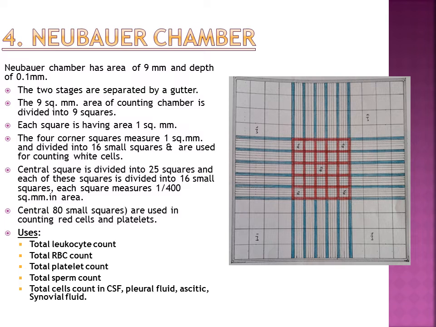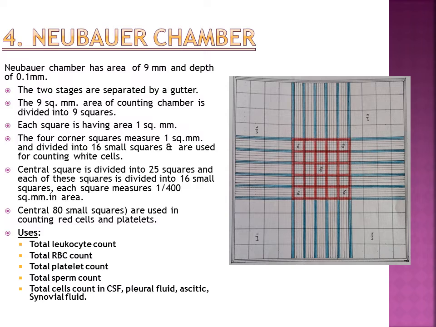Fourth thing is the Neubauer's chamber. It is also called the counting chamber. So it has an area of 9 square mm and a depth of 0.1 mm. It has two stages separated by a gutter, that is a space. So the 9 square millimeter area of the counting chamber is divided into 9 squares, that is each square is 1 square millimeter.